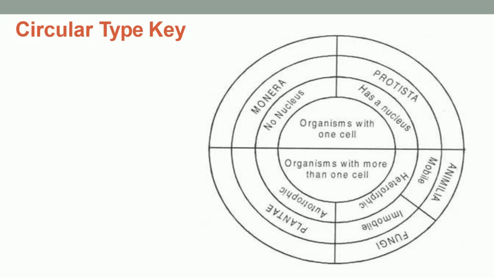Now let's take an example of a circular type of key. Here we will first see a very simple example. Suppose I have two specimens. One specimen is single celled and has a nucleus. So I will look at this key: organism with one cell and a nucleus. I will classify it to the kingdom Protista.